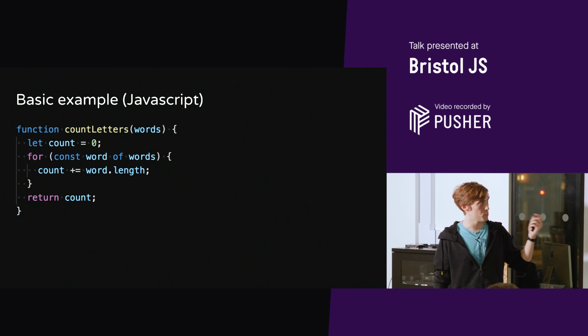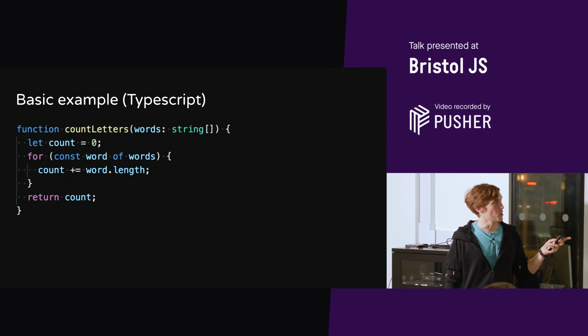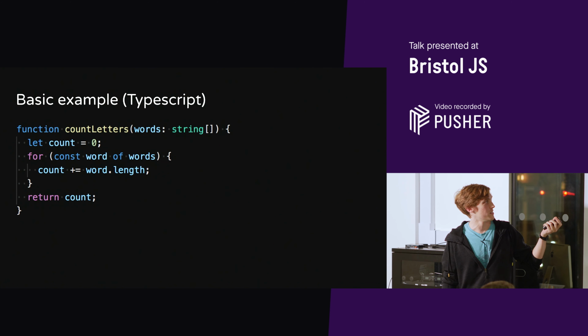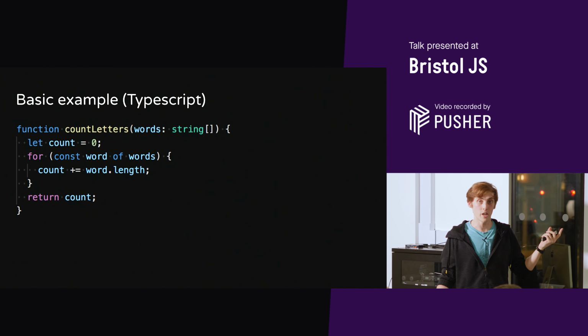So moving on, the TypeScript example of this is that. The only thing that's changed is we've added the colon string square brackets. What this does is tell TypeScript the type of that argument is going to be an array of strings.